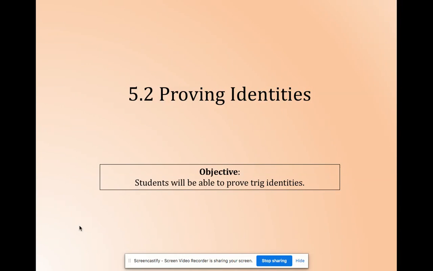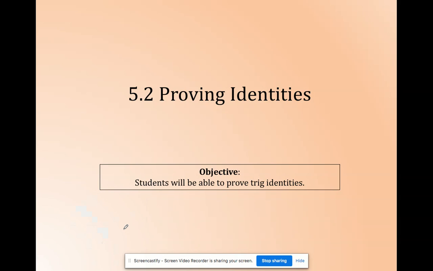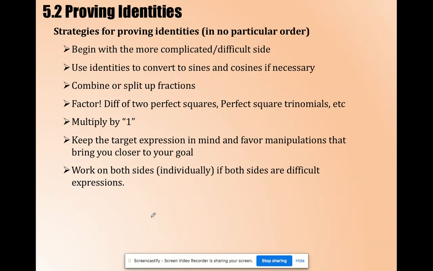All right, kids, now we are on to the real meat of this unit, which is proving identities. So proving means you are given an equation, and usually when you're given an equation, you assume equality, but you have to prove equality. Okay, trig identities. So here's my strategy, right?